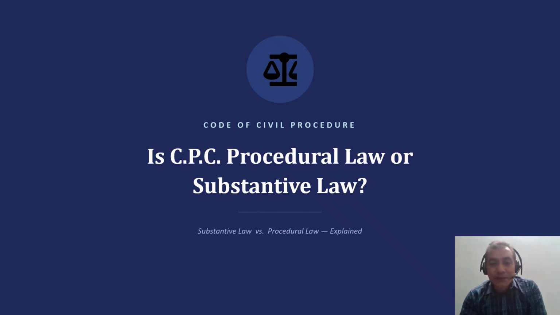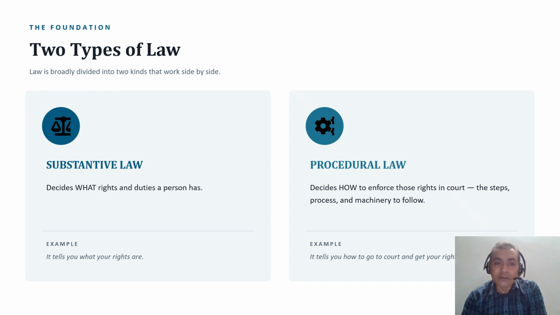Hello and welcome. In this video, we are going to talk about whether CPC is a procedural law or a substantive law. There are two types of laws. One is substantive, one is procedural. Substantive law decides what rights and duties a person has. Procedural law decides how to enforce those rights in court, the steps, the process, and the machinery to follow.